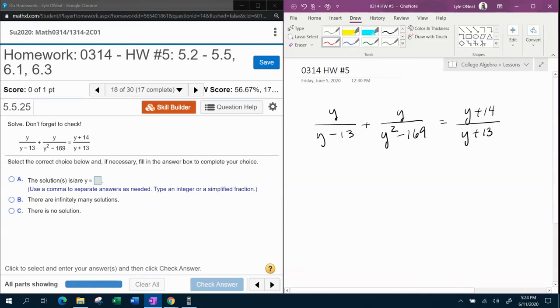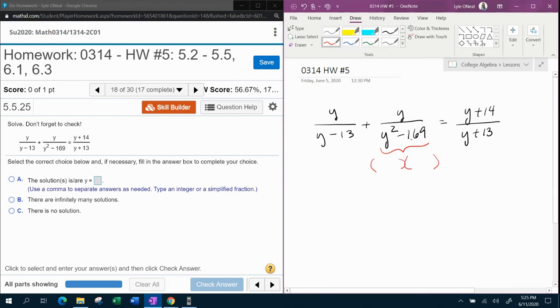Question number 18 from our 0314 homework number 5 in MyLab Math. The instructions say solve. Don't forget to check. So this time we have three fractions. None of the denominators are the same, but I do notice that one of the denominators will factor. So we're going to need to factor before we can find a common denominator.